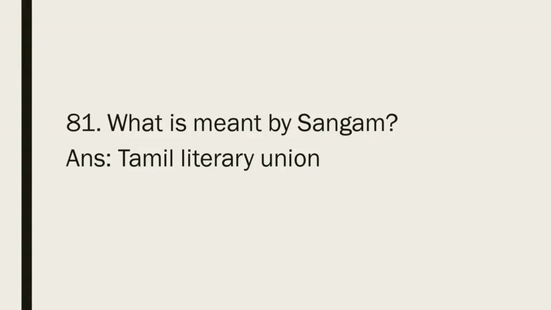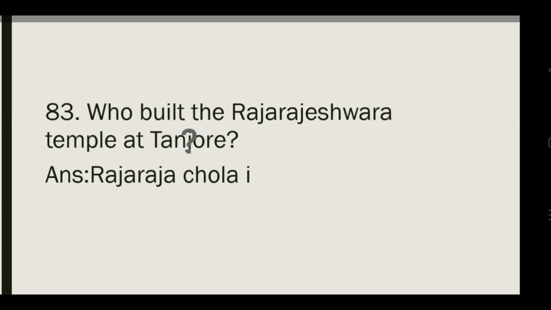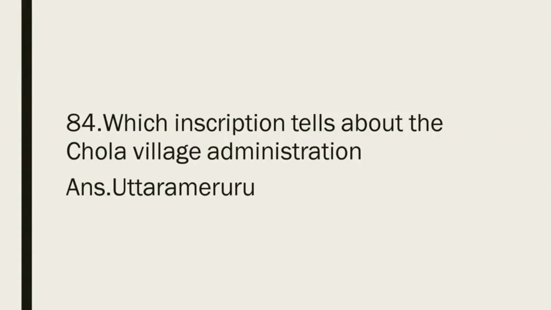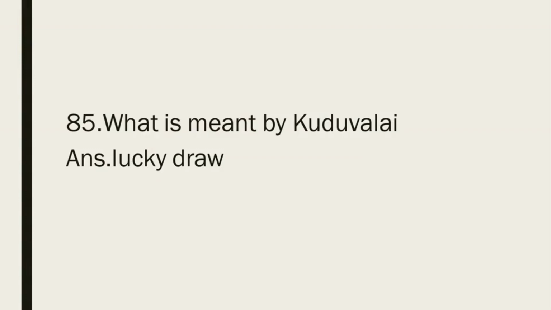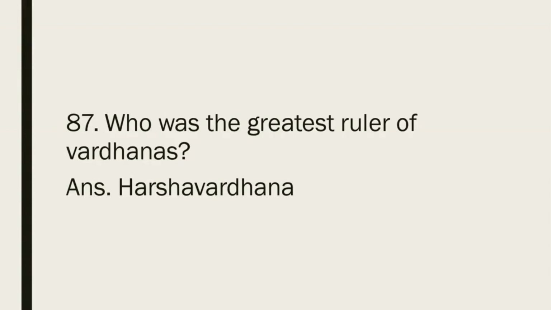What is meant by Sangam? Tamil Literary Union. Who was the first Chola king of Sangam age? Ilayan Chola. Who built the Rajarajeshwara temple at Tanjore? Rajaraja Chola I. Which inscription tells about the Chola village administration? Uttaramerur. What is meant by Kudavolai? Lottery. What is meant by Variyam? The Chola committees like Annual Committee, Garden Committee, Tank Committee were called Variyam.